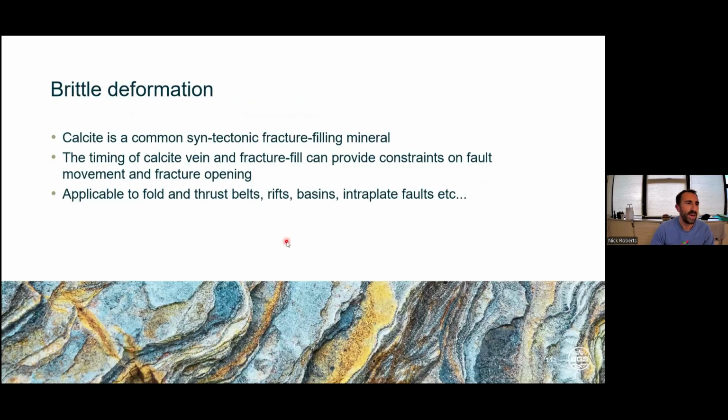So, moving on to brittle deformation, this is probably one of the most popular areas of applying the calcite or carbonate chronology method to date. That's because calcite is pretty common in thin tectonic veins, and we can use veins and fracture fields to provide constraints on both fault movement and fracturing. And these are applicable to pretty much every tectonic setting, compression, strike-slip or extension.